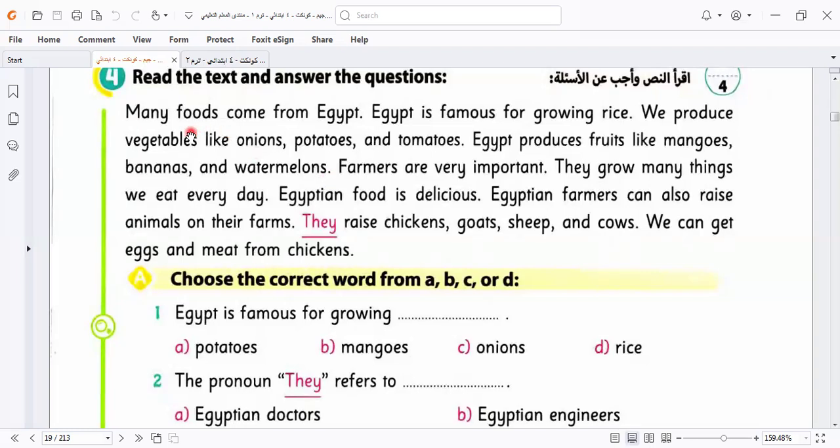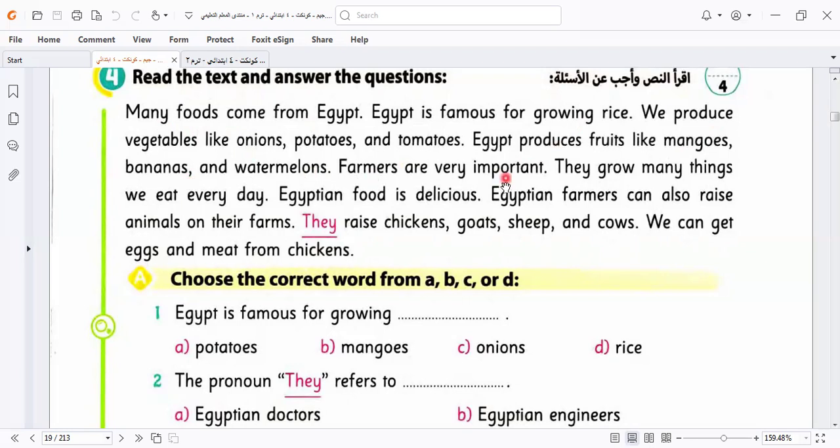Let's read the text and answer the questions below it. Many foods come from Egypt. Egypt is famous for growing rice. They produce vegetables like onions, potatoes, and tomatoes. Egypt produces fruits like mangoes, bananas, and watermelons.